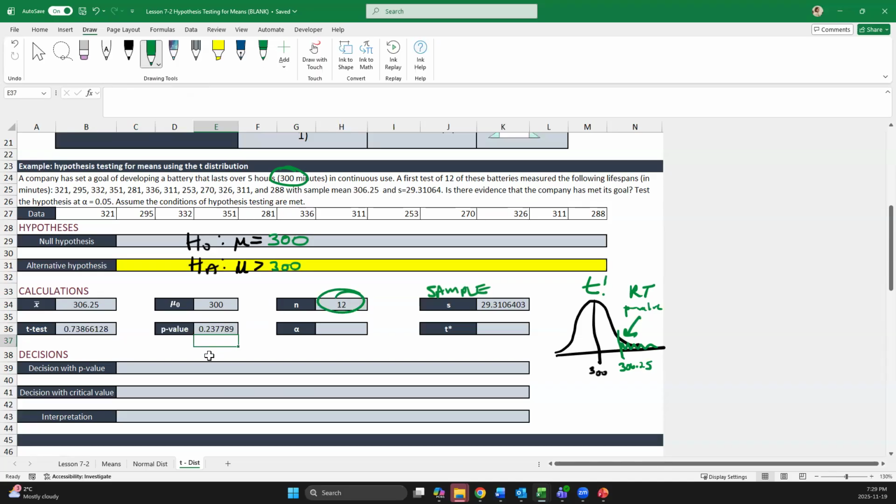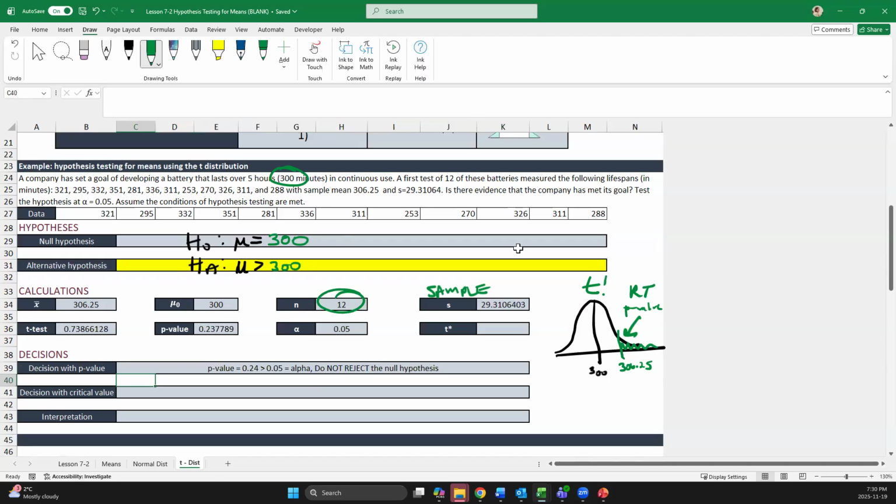So the p-value is about 24%. We're testing at 5%, so our rule for rejecting the null hypothesis is that the p-value has to be less than alpha, but at getting about 24%, that p-value is definitely greater than alpha. So our decision should be do not reject the null hypothesis in this case.